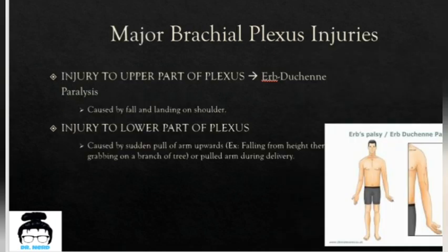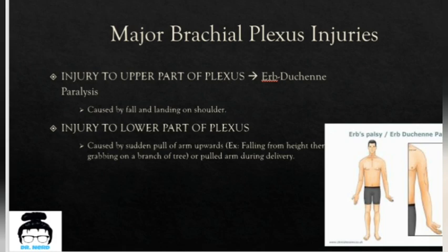Major brachial plexus injuries: upper brachial palsy. It's an injury of the upper roots and trunk, C5 and C6, and usually results from an increase in the angle between the neck and shoulder. It's a combination lesion of the axillary, suprascapular, and musculocutaneous nerves.